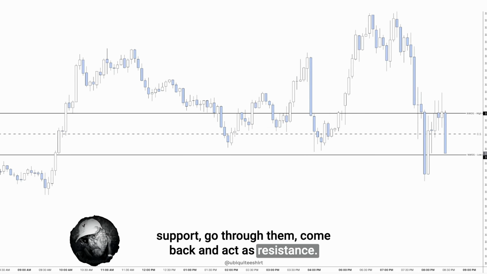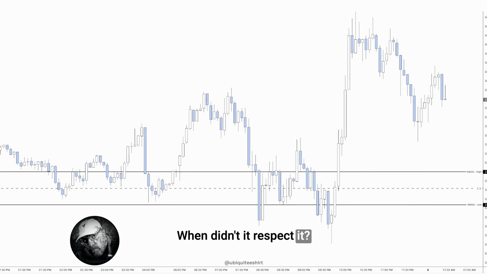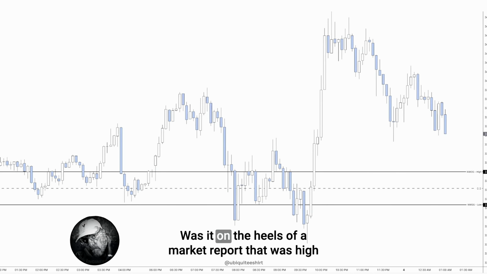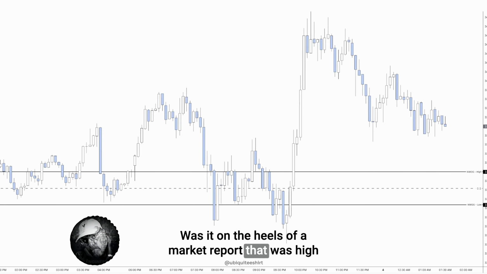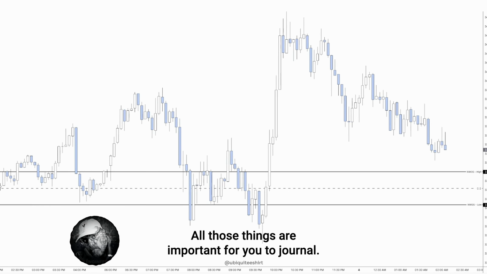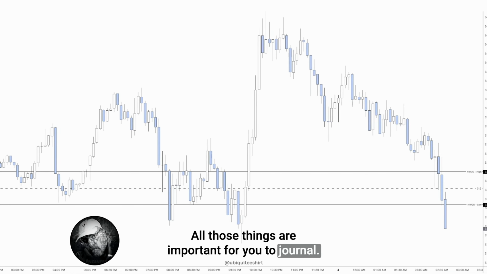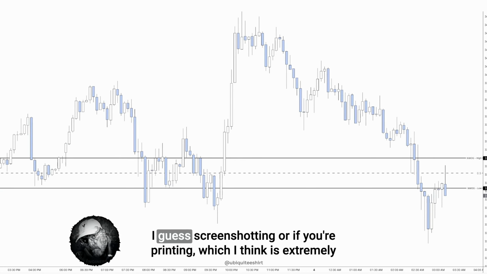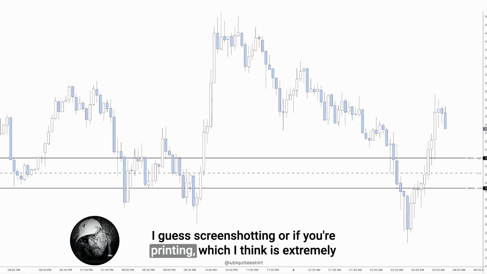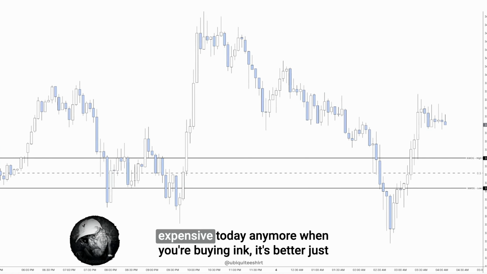On the weekend, go back and see how the market referred back to those price points. When didn't it respect it? When it didn't respect it, was it on the heels of a market report that was high impact or medium impact? All those things are important for you to journal. So when you're screenshotting, or if you're printing, which I think is extremely expensive anymore when you're buying ink, it's better, in my opinion, for keeping screenshots and annotations, to screenshot because it's more economical.